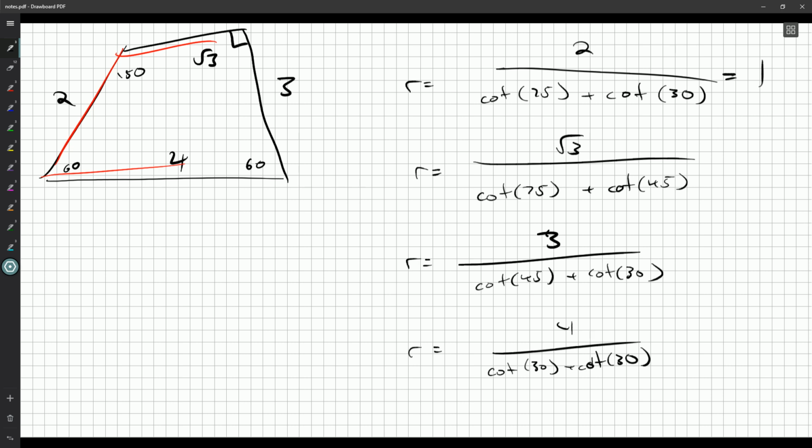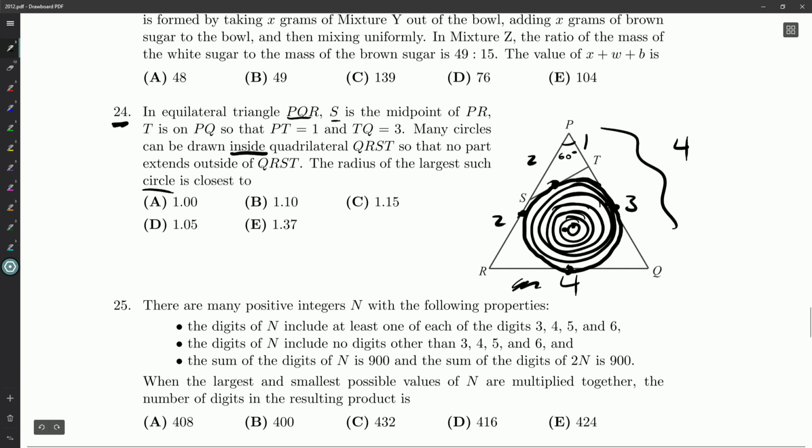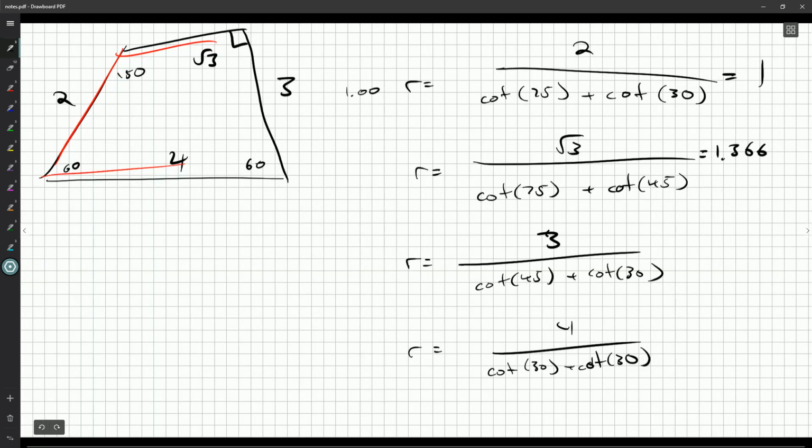How about the square root of 3 divided by tan 75 inverse, or cotangent 75, plus the cotangent of 45. And there I'm getting 1.366, not a number I recognize, but if we go to the potential answers, now 1 is there. You would round up 1.3662 to 1.37. Okay? This would be answer A. This would be answer E. What about the other ones?